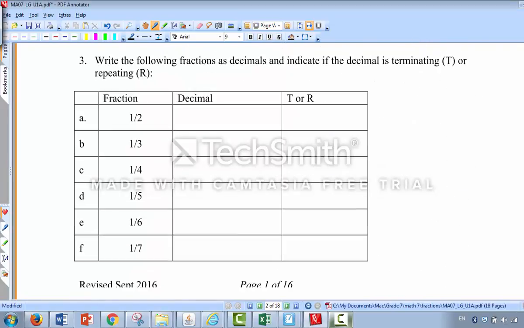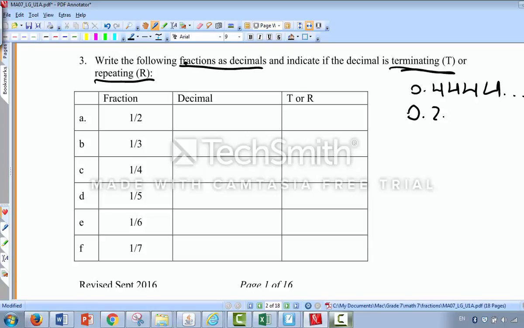Okay, so we're just going to quickly look at number 3, and this is bringing fractions to decimals and indicating if it's a terminating fraction or a repeating. Terminating means it ends, it terminates, it stops. And repeating means the decimal keeps going and it's repeating the same thing. So like 0.4444 or 0.252525. It just keeps repeating the same digits.